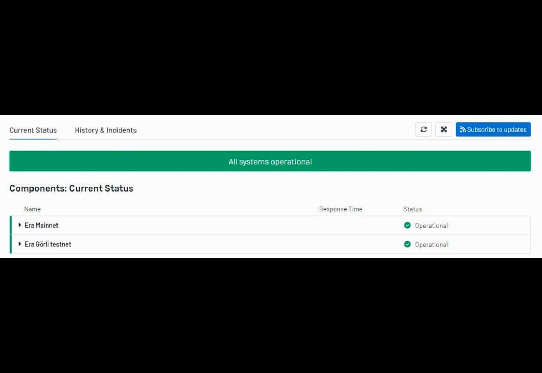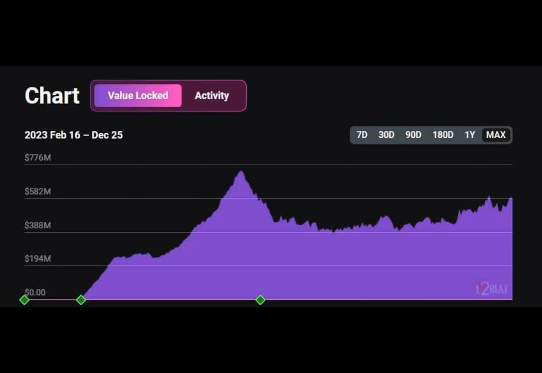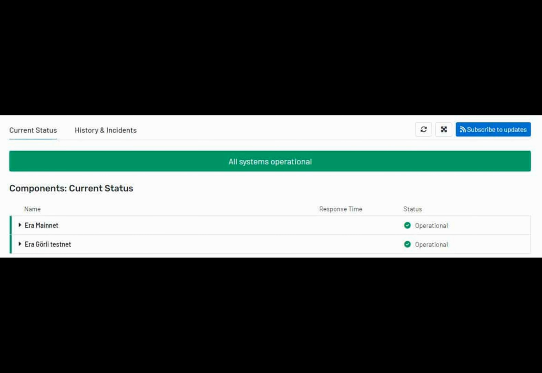zkSync Era is the first Ethereum virtual machine compatible zero-knowledge rollup on the mainnet. Since its inception, it has steadily climbed the ranks, surpassing competitors like Starknet and Polygon zkEVM. According to L2B data, zkSync Era currently holds the fourth highest total value locked among Ethereum scaling solutions, with approximately $573 million. This accounts for over 3% of the total funds deposited on L2 networks.